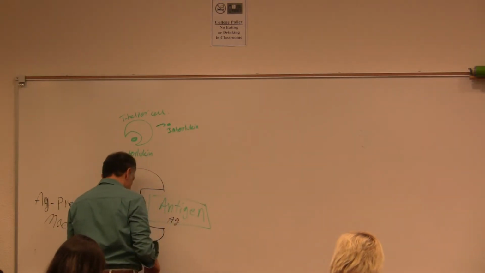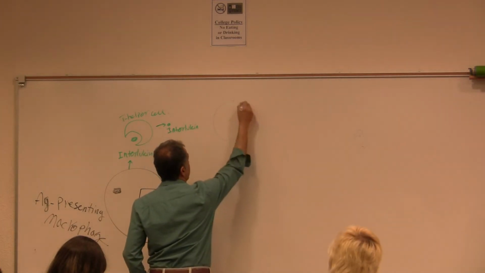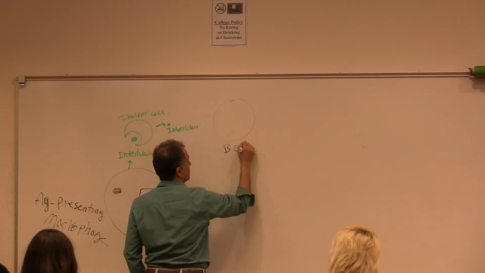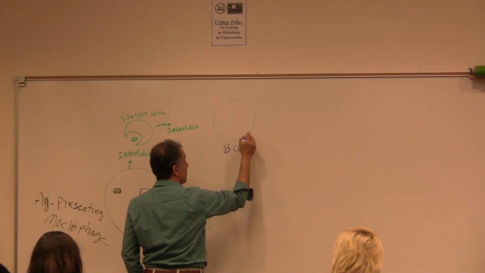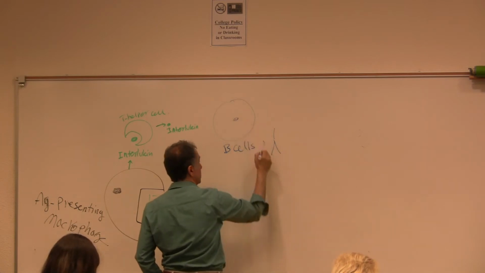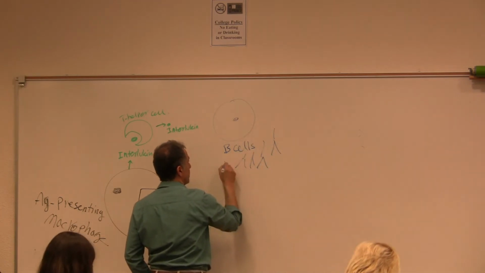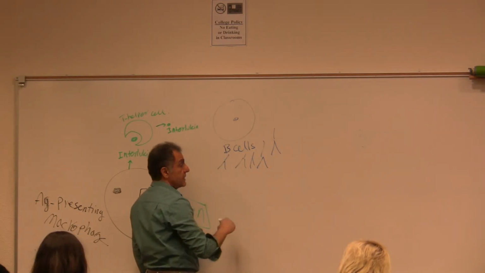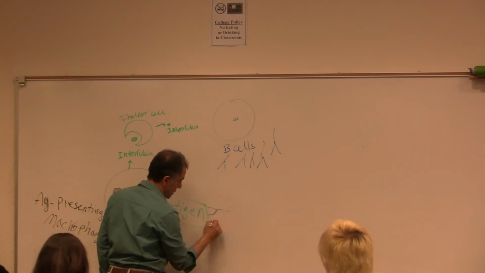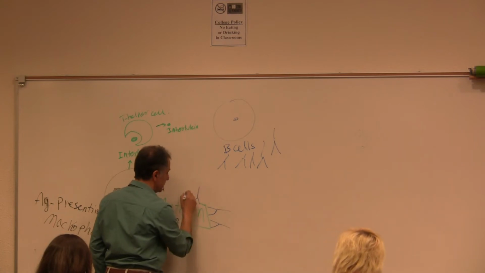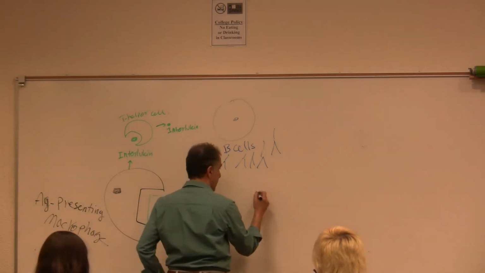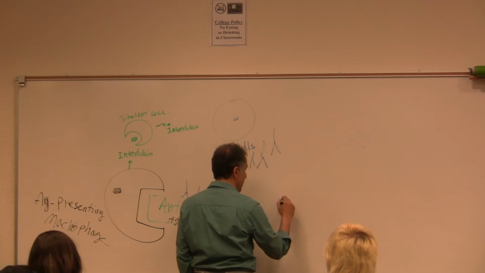And then eventually, the cells responsible, the factory that makes the antibodies, are called B cells. B cells are the factory for making the antibodies, right? B cells make the antibodies. I hope I'm making some sense so far. So these antibodies will attach to the antigen, like that.